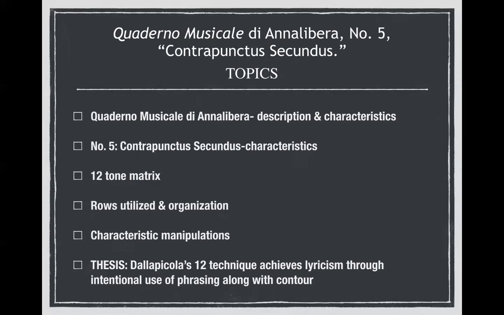Then we'll specifically look at the contrapunctus secundus, its characteristics, form, etc., and look at the tone row, the 12-tone matrix that he utilizes for his compositions here. We'll talk about how the rows are used and organized, the characteristic manipulations that he uses in the contrapunctus secundus, and just concluding, bring together my thesis that Dallapiccola's 12-tone technique achieves a lyricism through intentional use of phrasing along with contour.